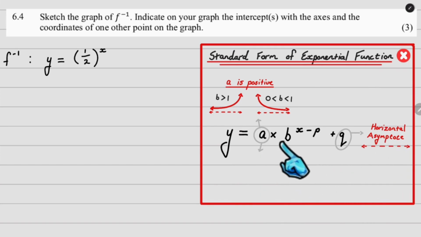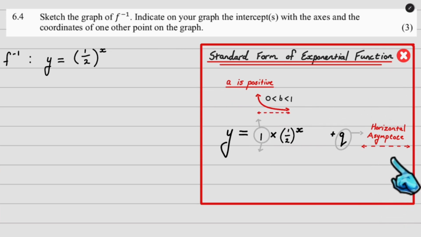And now I analyze the size of my base to determine which one it's going to look like. Our base is not bigger than 1. Half is in between 1 and 0, so our graph is going to have this shape over here. And we don't even have a q value here. If we don't have a q value, we assume it's 0. So our horizontal asymptote will be on the x-axis.